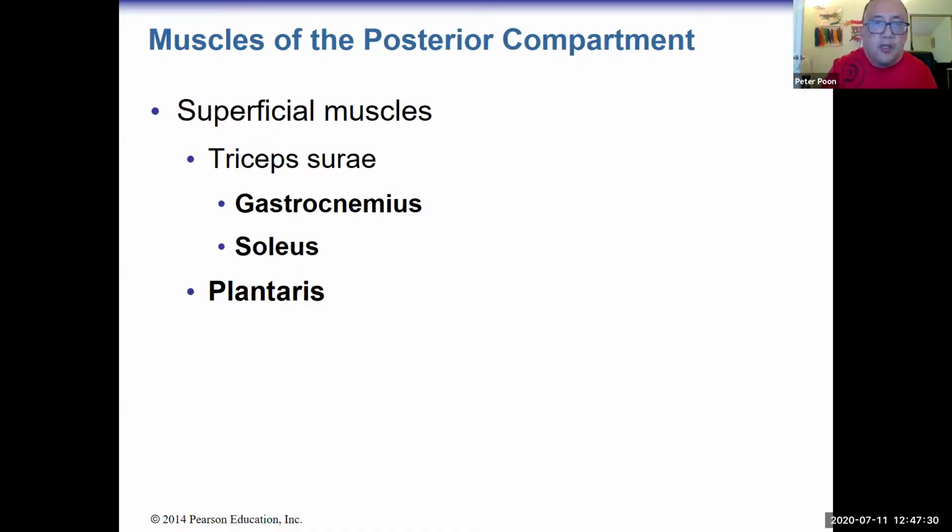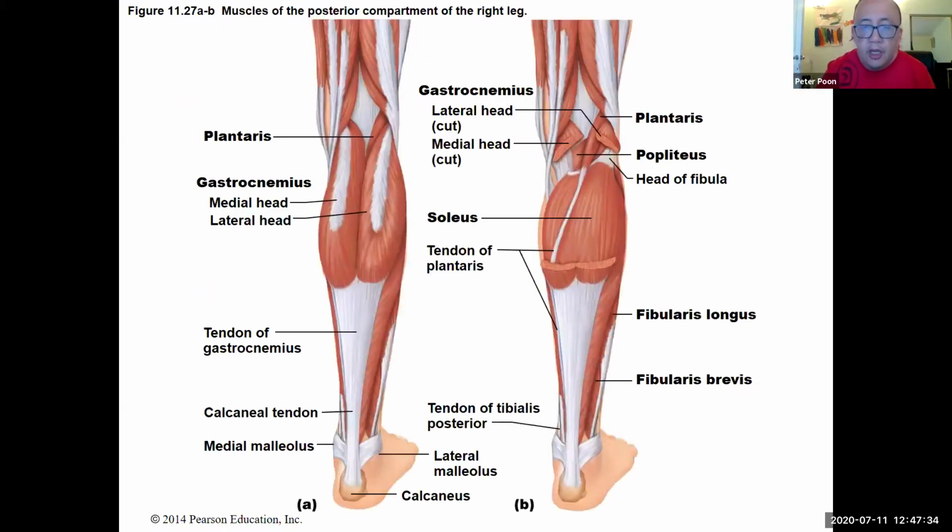The muscles of the posterior compartment. The big muscles here are the gastrocnemius and the soleus. Together, they're known as the triceps surae. These 2 muscles also combine at the very end and form the calcaneal tendon, or the Achilles tendon. There is the plantaris right there, but again, just like the palmaris longus, there are people who are missing the plantaris, about 20%.